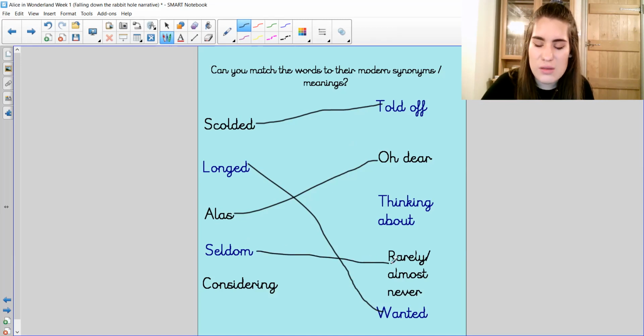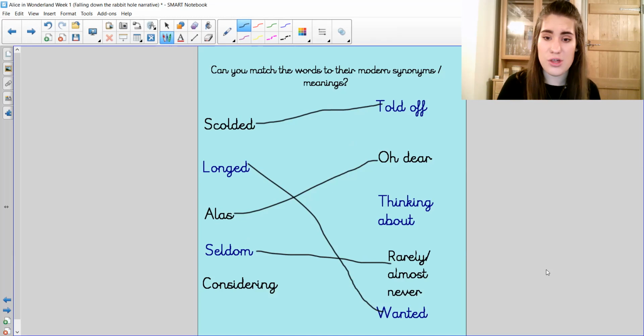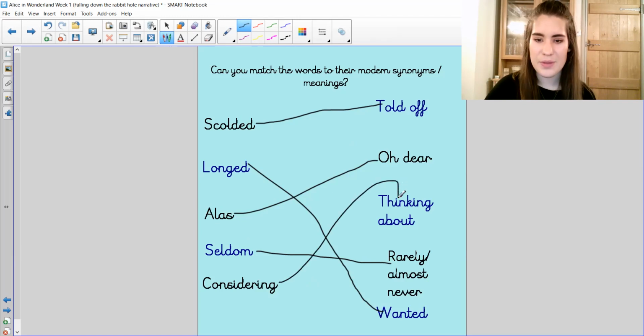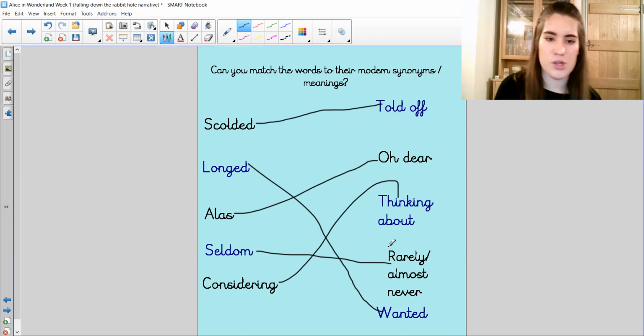Seldom means rarely or never. Okay, so I think it said something about Alice seldom followed her own advice, which means she almost never actually followed the advice that she gave. And then the last one was considering. Okay, so if you are considering something, you are thinking, oh, that was a dodgy line, you are thinking about it. You're kind of weighing up your options.